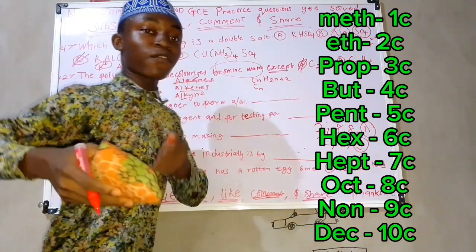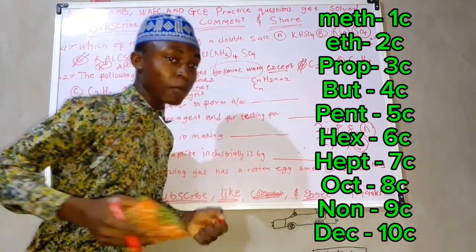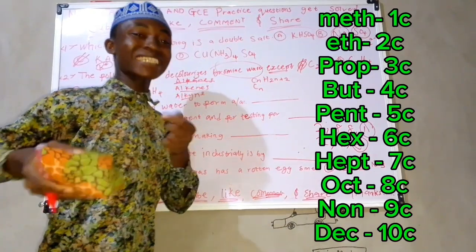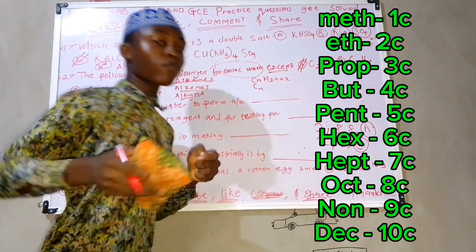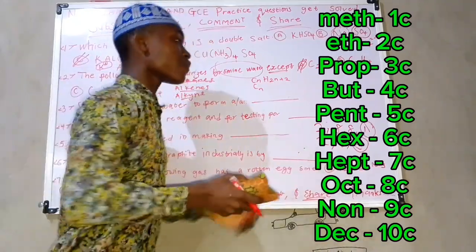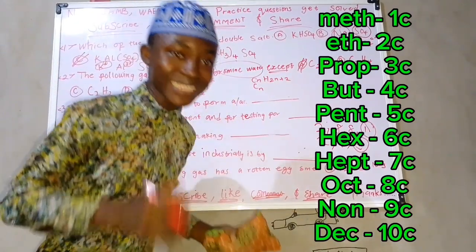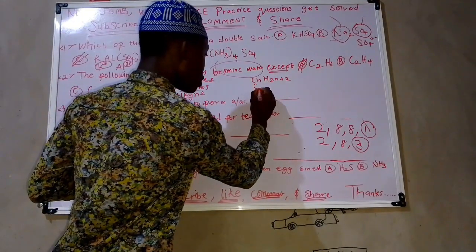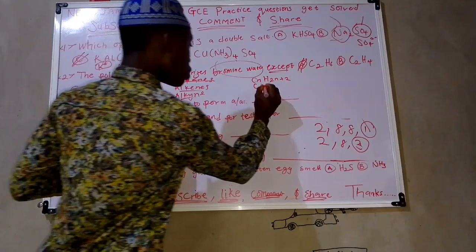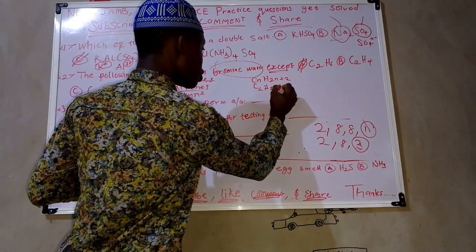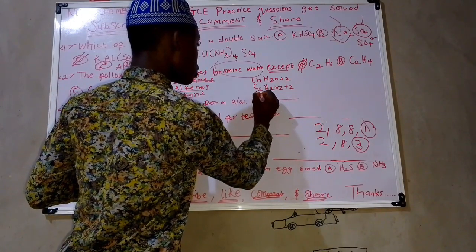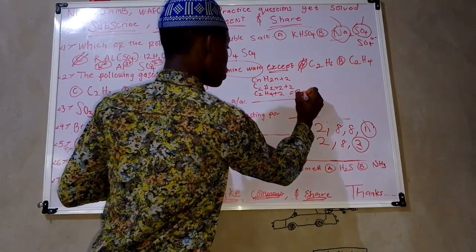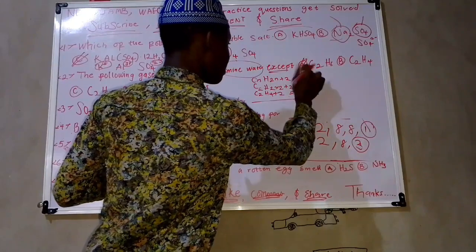For hex, it is 6 carbon atoms. For hept, it is 7 carbon atoms. For oct, it is 8 carbon atoms. For non, it is 9 carbon atoms, and for dec, it is 10 carbon atoms. Now for ethane it is 2 carbon atoms, so we include our n number, which is 2, in CnH2n+2: C2H(2 times 2 plus 2), so C2H4 plus 2. So the answer is C2H6. Okay, that's going to be the answer.